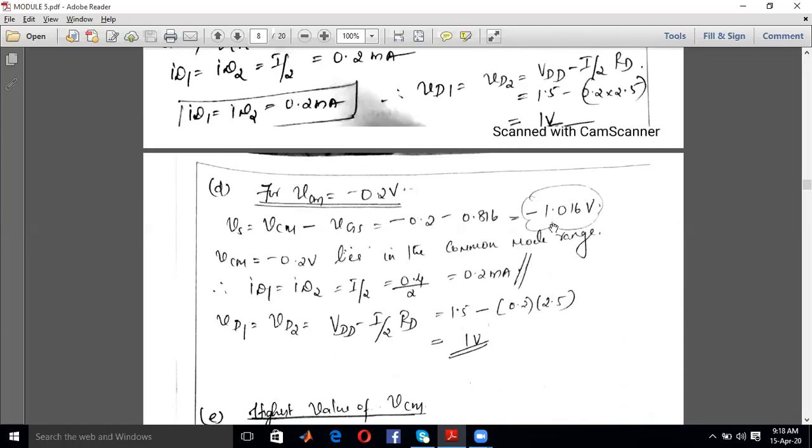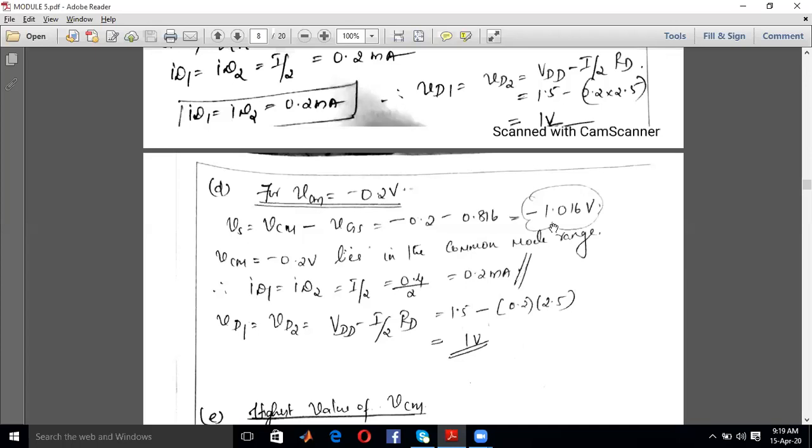So by observing these three questions, that is B part, C part and D part, what you have done is you have varied your input voltage within the common mode range and you are getting the same current flow, which is equal to 0.2 milliampere. You are getting the same output drain voltages as 1 volt. There is no change, but you are expecting corresponding changes in the source voltage because the source voltage always depends on the common mode input.